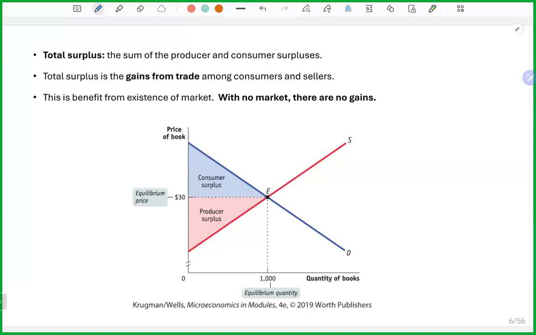And no not-good deals are made. I mean, all deals are mutually beneficial. All transactions are mutually beneficial.